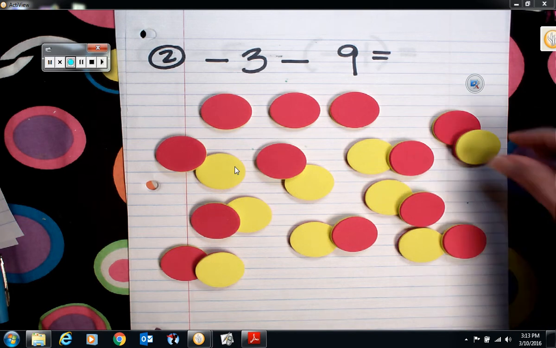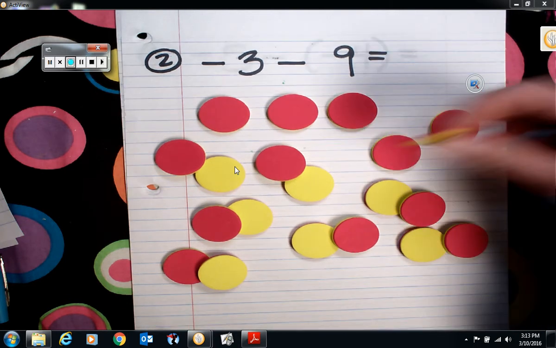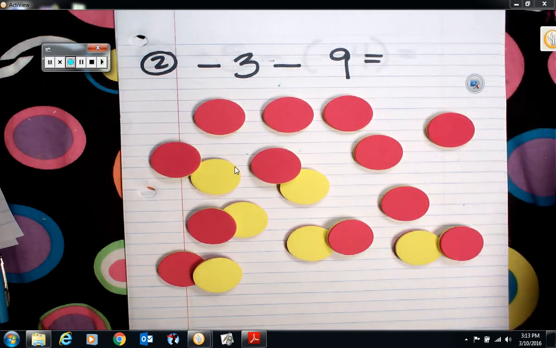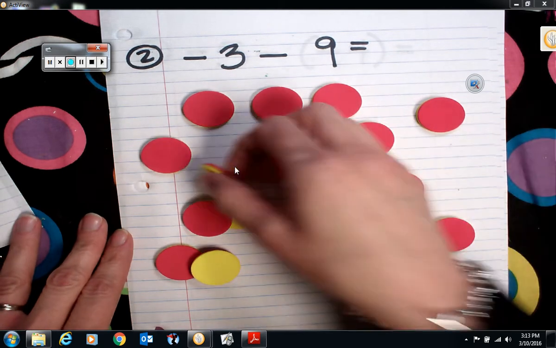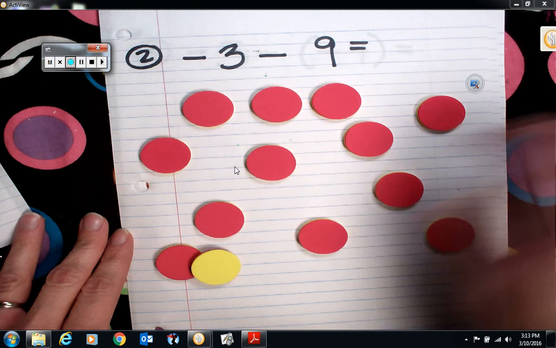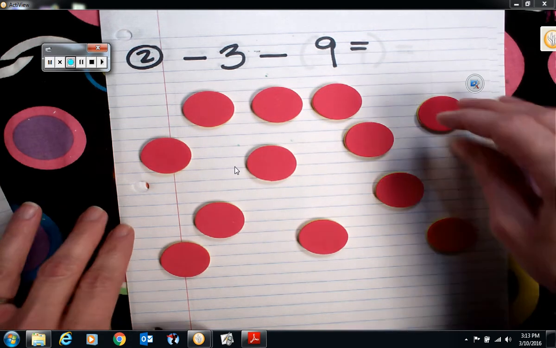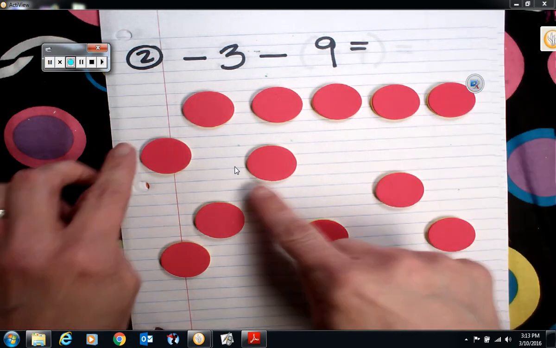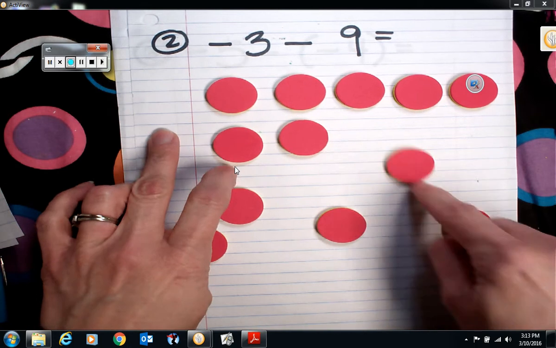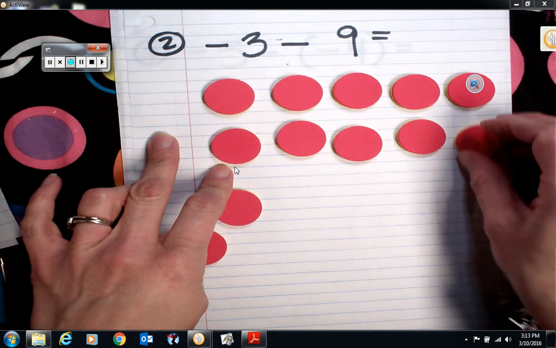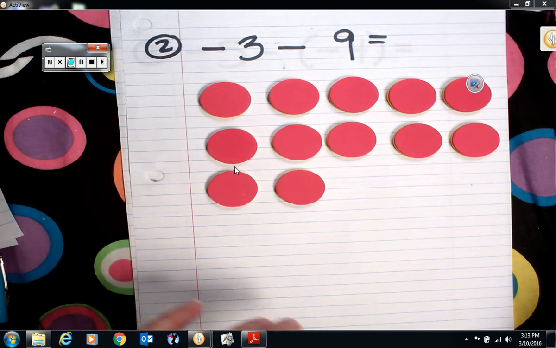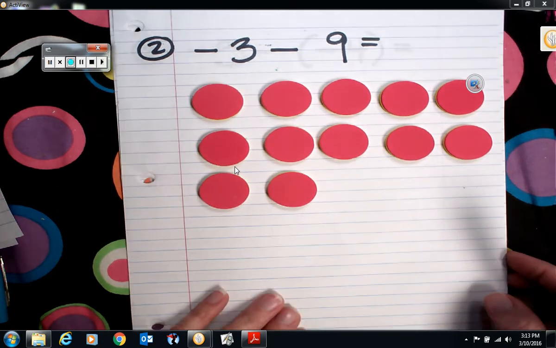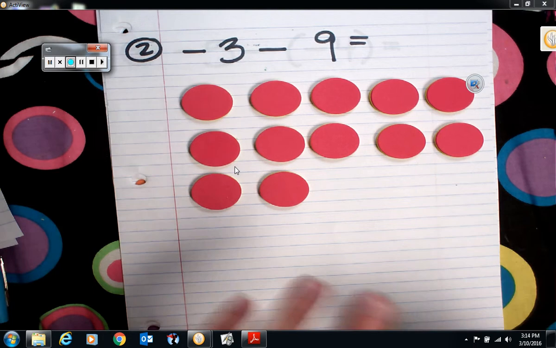So I'm going to take away the 9 yellows. 1, 2, 3, 4, 5, 6, 7, 8, 9. And let's organize what we have left. That's 5, 7, 8, 10, 12 reds. So my solution, according to my red counters, is negative 12.